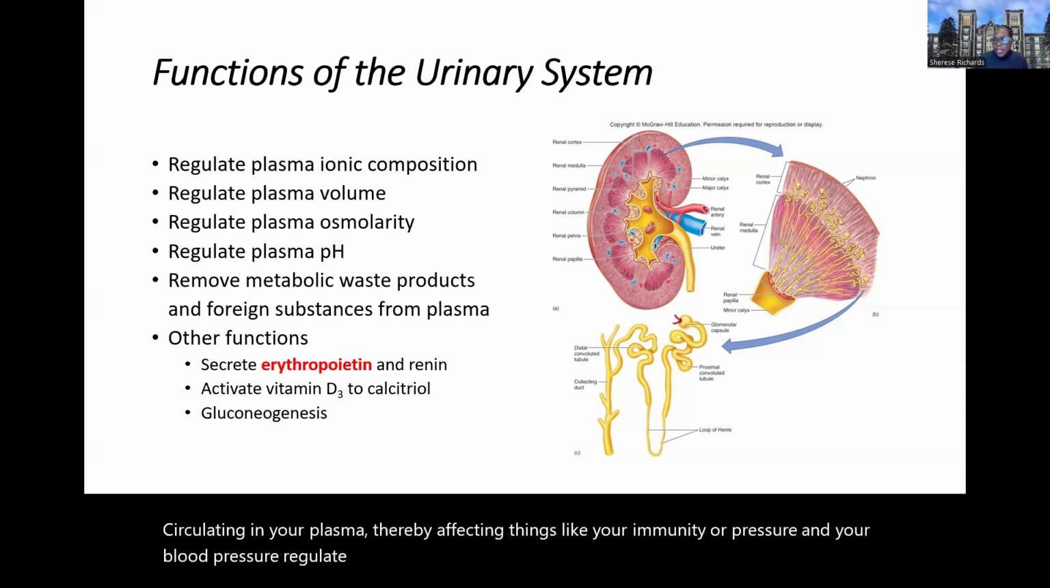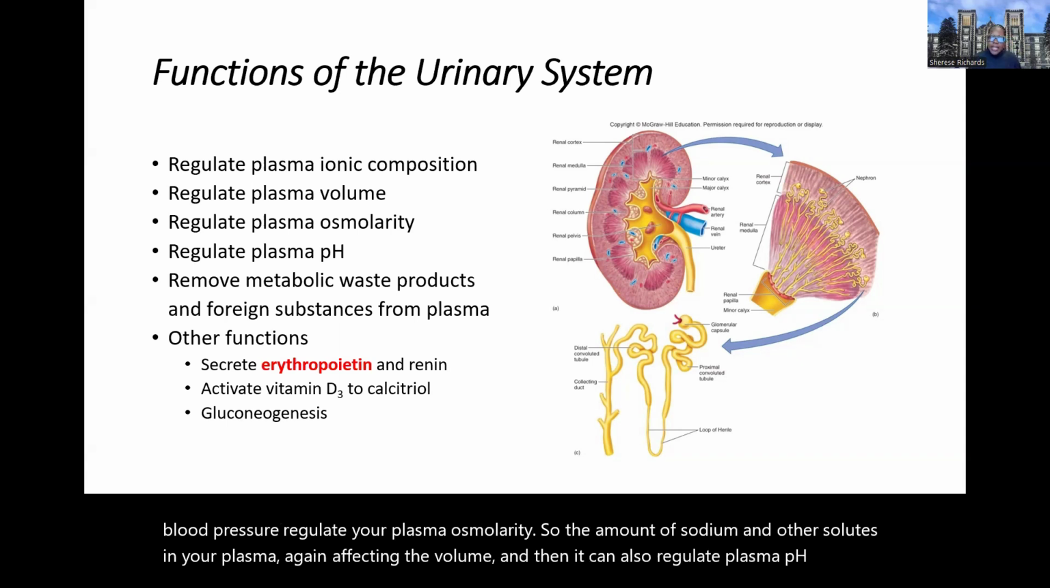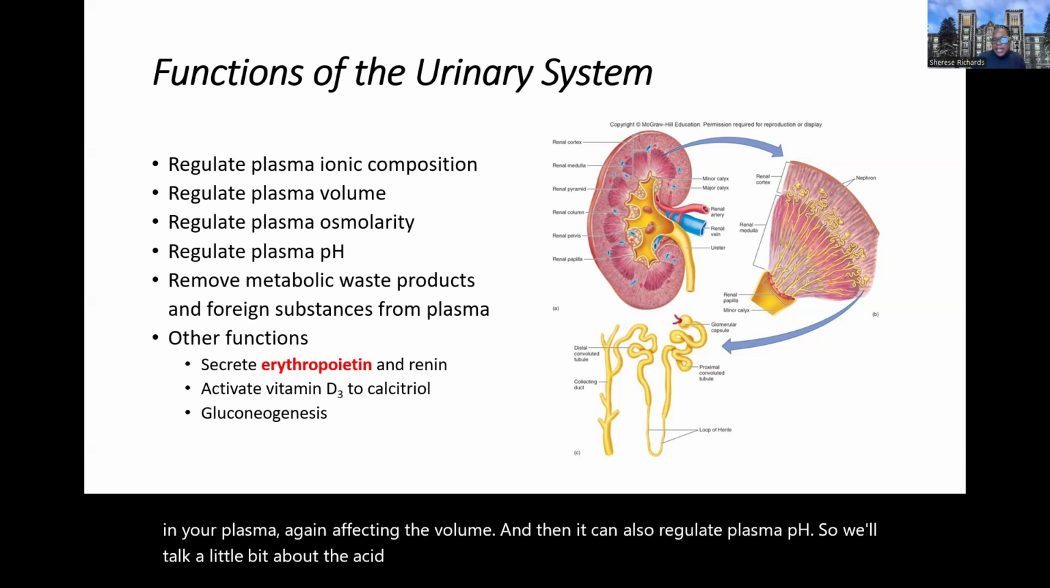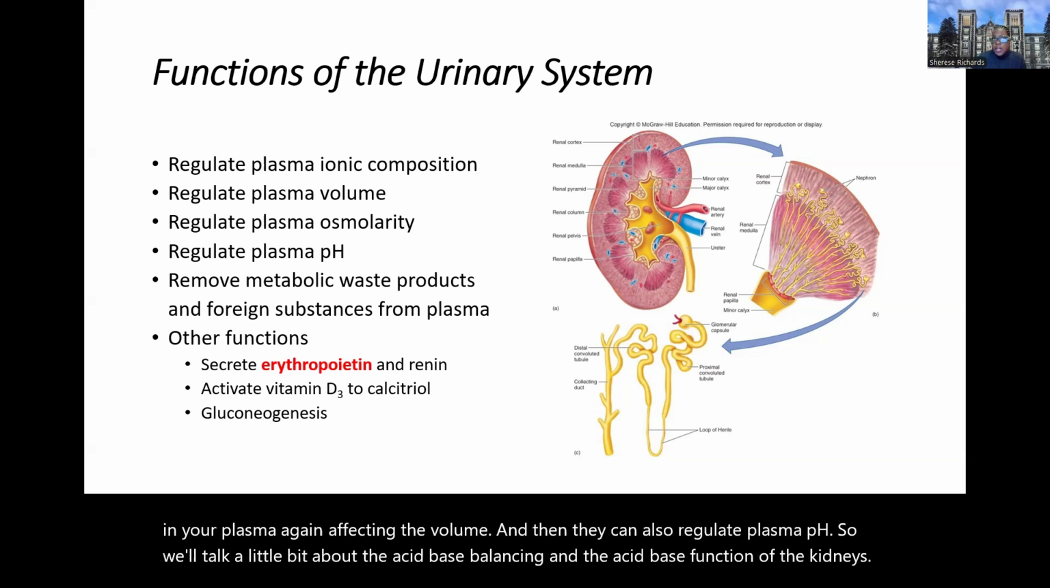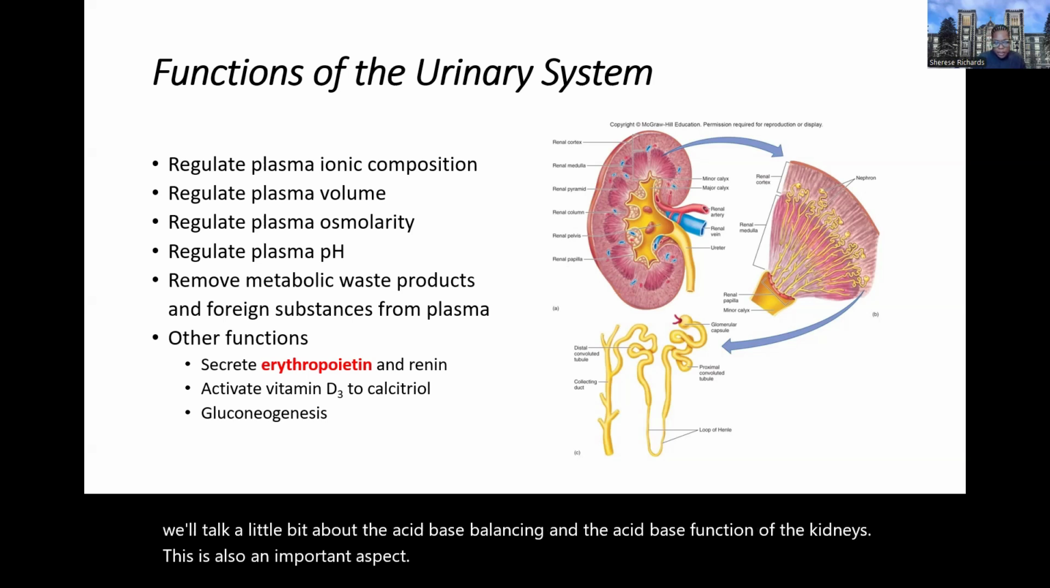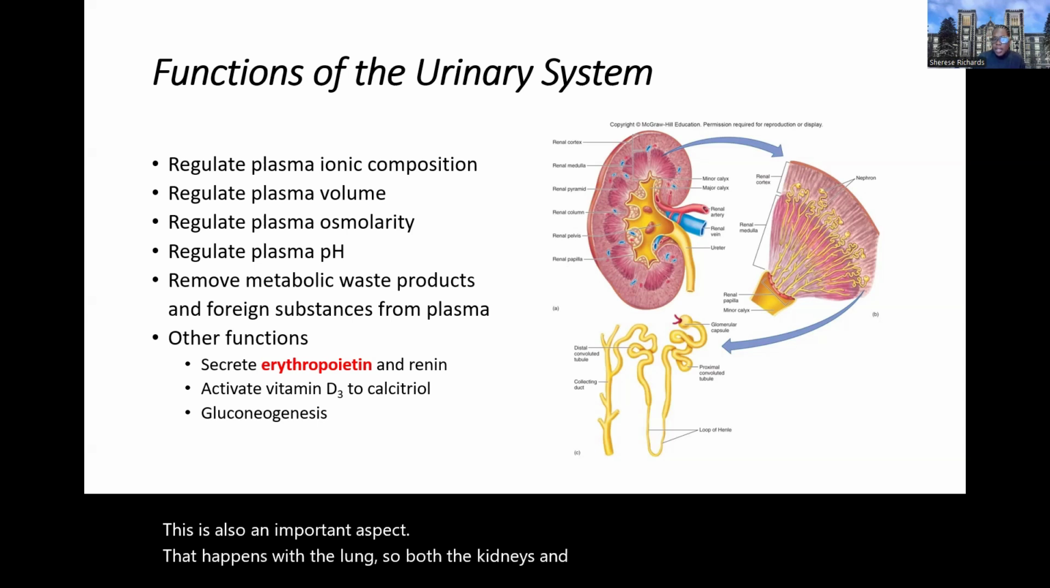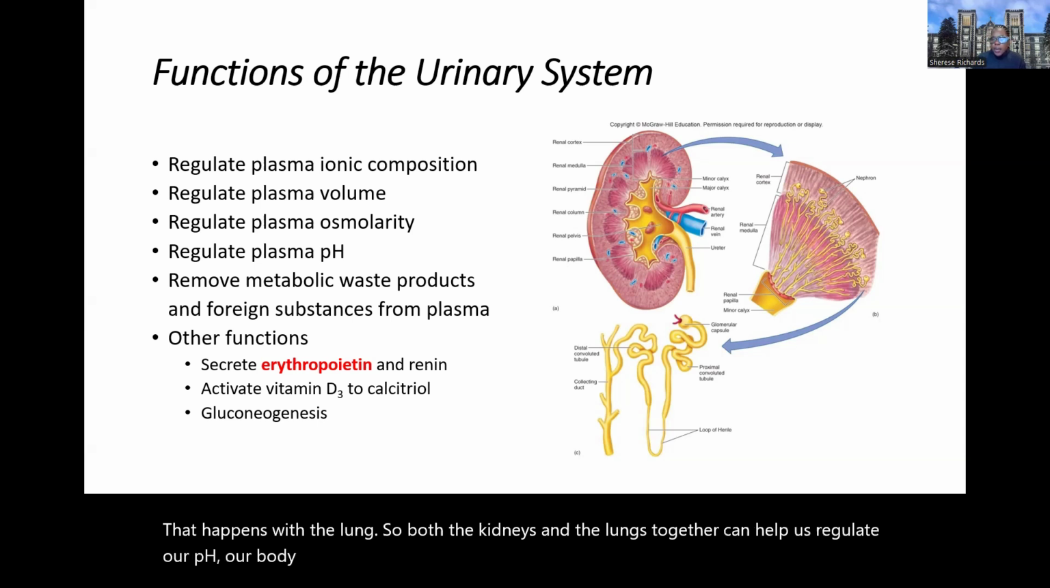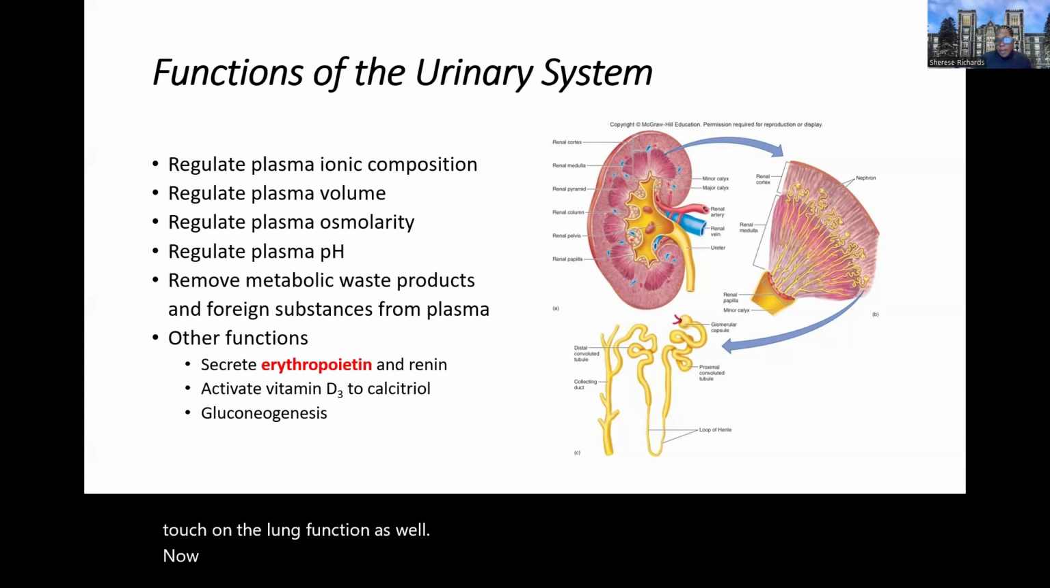Regulate your plasma osmolarity, so the amount of sodium and other solutes in your plasma, again, affecting the volume. And then they can also regulate plasma pH. So we'll talk a little bit about the acid-base balancing function of the kidneys. This is also an important aspect that happens with the lungs. So both the kidneys and the lungs together can help us regulate our body pH. And so we'll look at how the kidneys play a role in that and touch on the lung function as well.